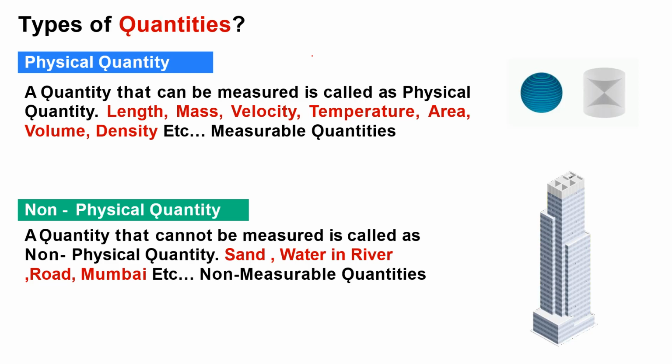But there are some other quantities which cannot be measured, and they are known as non-physical quantities, like the sand or the water in a particular river, the road, and the population of Mumbai. Those are some of the examples I have taken here to make you understand the concept of non-physical quantity, because these things are not measurable. Okay, so now we are proceeding to the next slide.